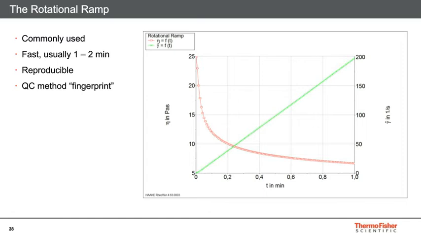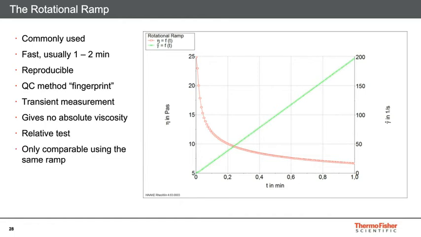And the challenge with this is it's a transient measurement. So this is time dependent. And because it's time dependent, it doesn't give you an absolute measure of viscosity. It's a relative test. And it's a relative test only if you take two materials, let's say material A and B, and you measure them under identical conditions. So under the same time, using the same geometry, over the identical shear rate range, and you're ramping the shear rate in the same fashion. Okay, so the viscosity that you measure using this rotational ramp is dependent on your method. Okay, it's not an inherent material property, so it's a very limited measurement.